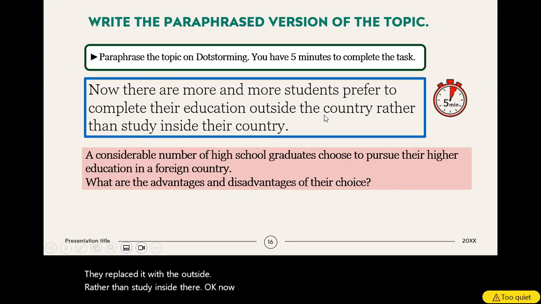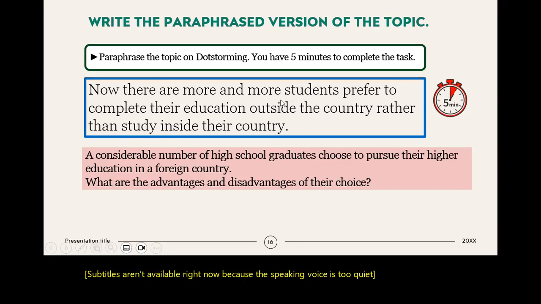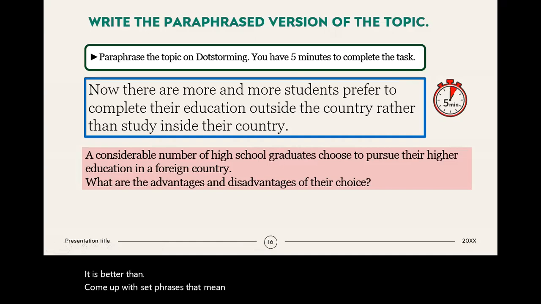Now the question is, is this clear, guys? Yes, it's clear. Okay, I would look at this as a successful paraphrase. It is better than coming up with set phrases that mean nothing. At least this student was able to come up with a good paraphrase, but it's not that accurate. But here the message is clear.